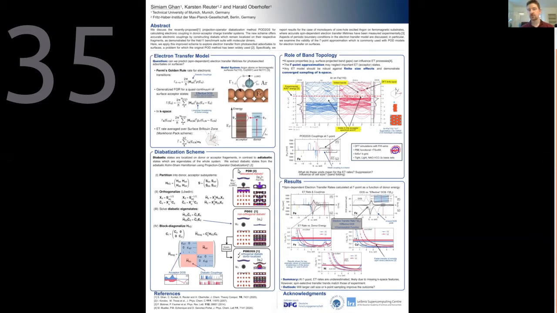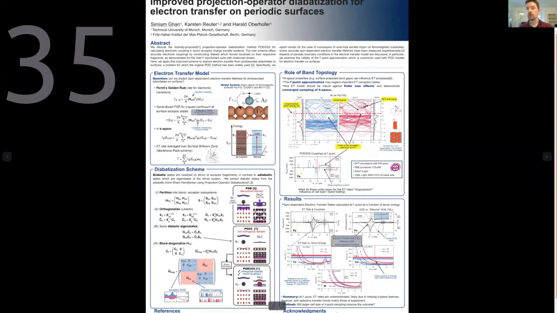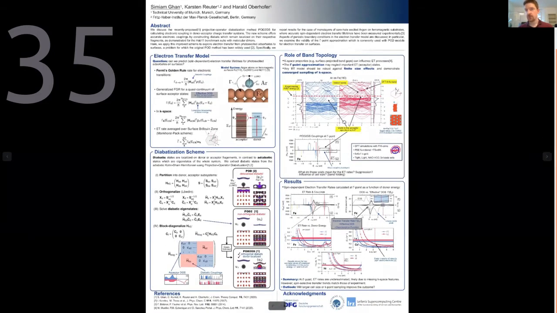This is similar to constrained DFT in that it gives you the donor-acceptor couplings. When we apply this to all the acceptor states in a band structure over k-space, we're able to get a Brillouin zone averaged electron transfer rate, which is also spin dependent. And in the end, we can then rationalize an observed spin selective electron transfer rate.